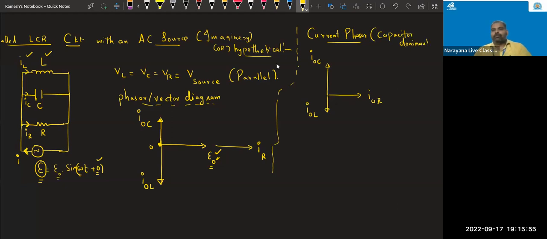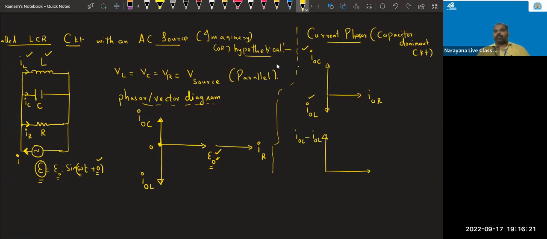Capacitor dominant circuit. What is the resultant of this and this? The net current of the capacitor and inductance: big minus small only, no? From the big vector you have to subtract the small vector. So the net current is in the big current's direction, no? So I can write I0C minus I0L.